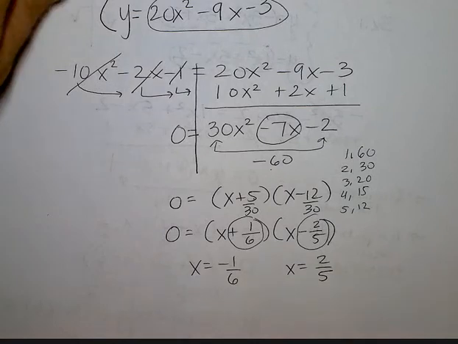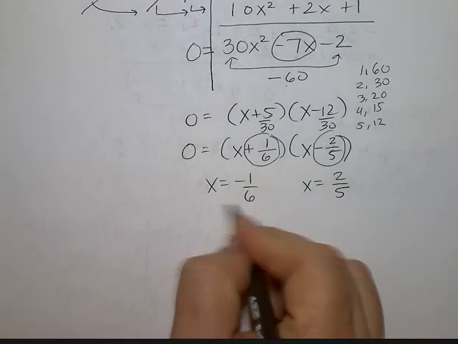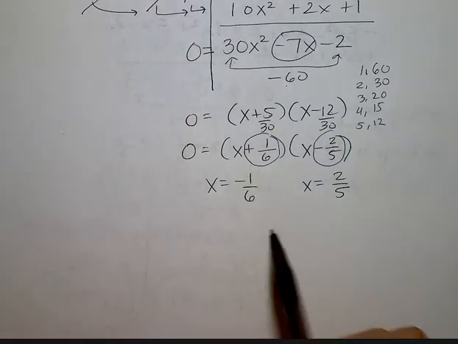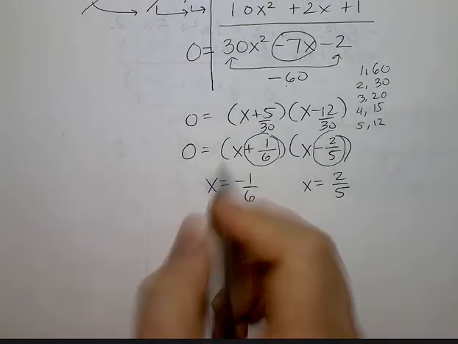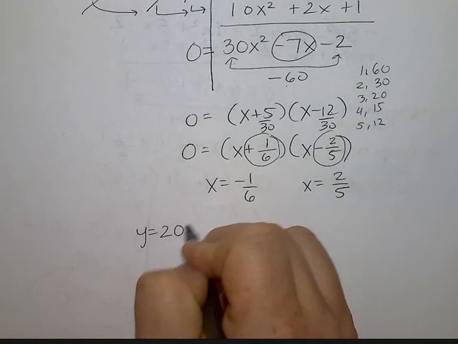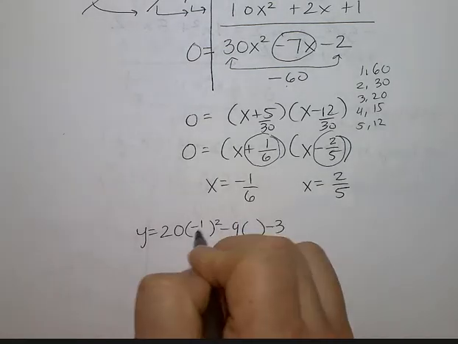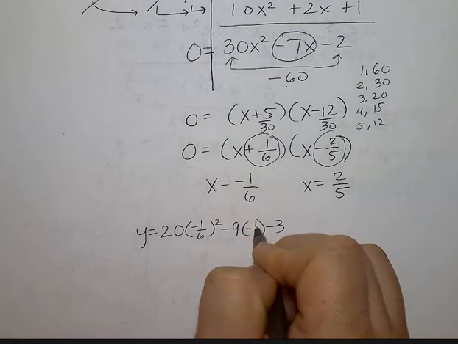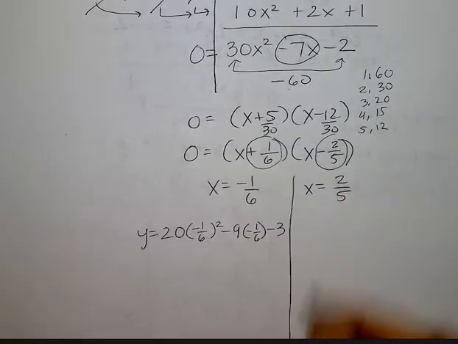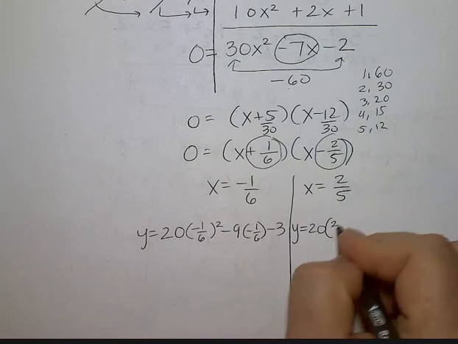Each x value is going to have a corresponding y value. And we're asked to show work here, so I go up to the original two equations and I choose the one that looks easiest to me. And I'm going to write it down. But wherever I see an x, I'm going to substitute in negative 1/6. I'm going to write it again, this time substituting in 2/5.